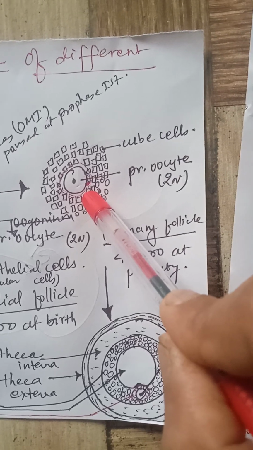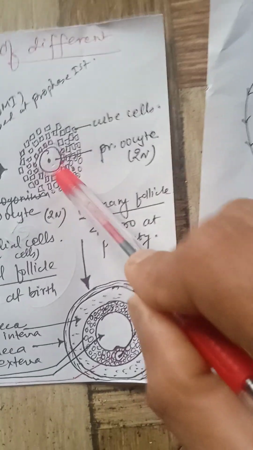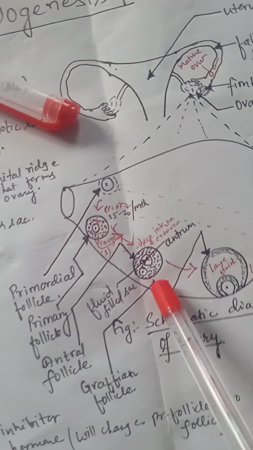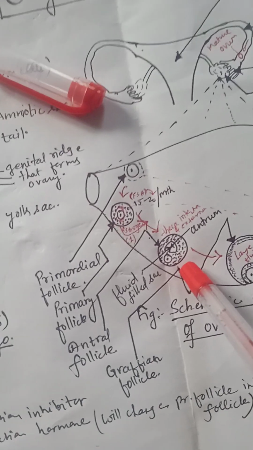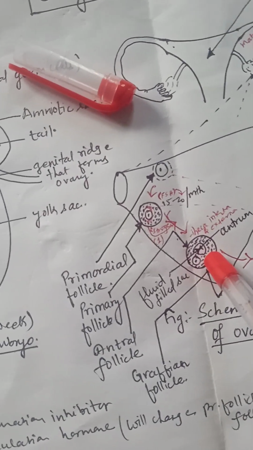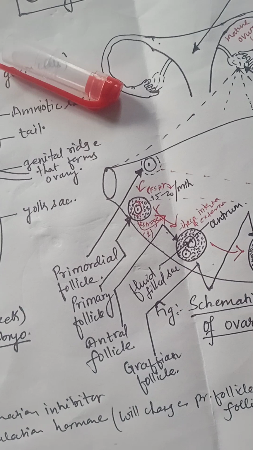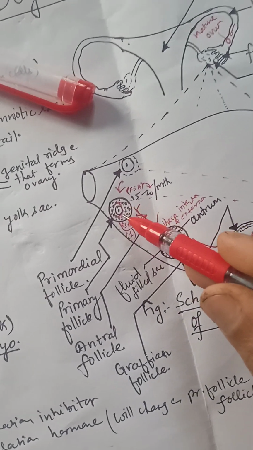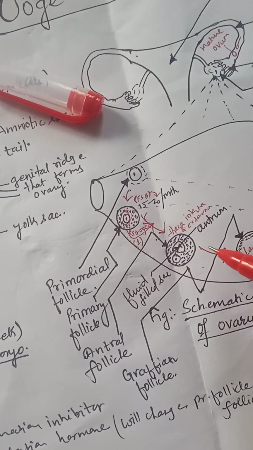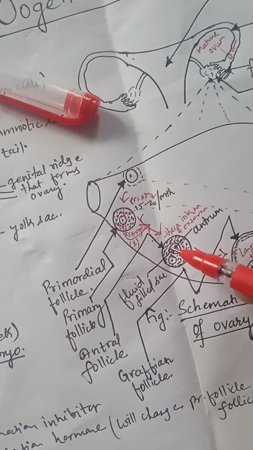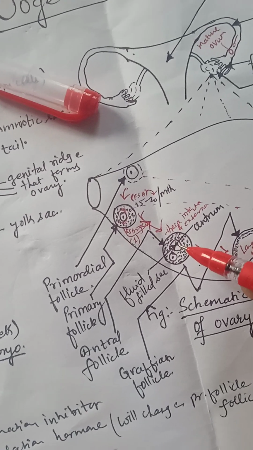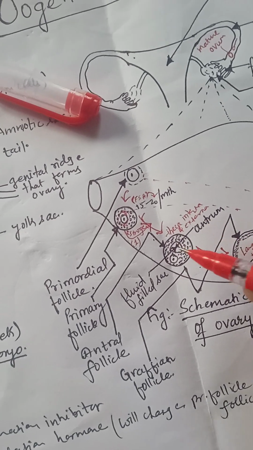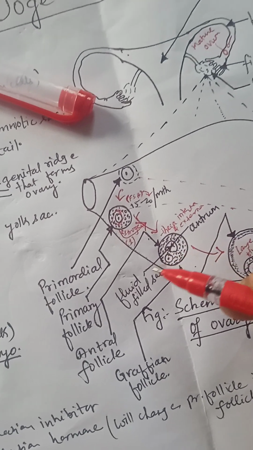This will be modified into antral follicle. We can see here the primary follicle is developing into antral follicle. So what is this antral follicle? Slowly, as the follicular cells increase in number, there is a creation of a vacuum inside, and the vacuum will be filled with a fluid. This fluid filled sac is known as antrum, and so the follicle is also known as antral follicle.